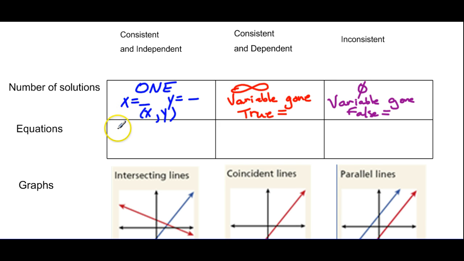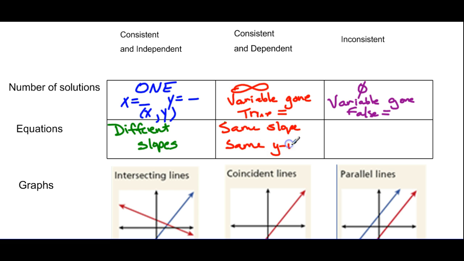If it's consistent and independent, they will have different slopes. Okay? That's it, in a nutshell. If they've got different slopes, they're going to cross somewhere. If they are consistent and dependent, they will have the same slope. So they're going to have the same slope and the same y-intercept.